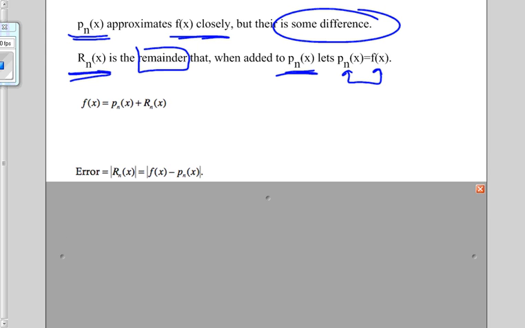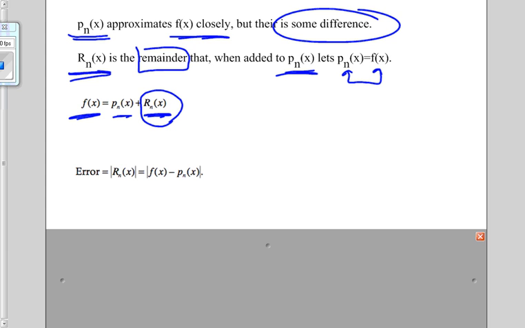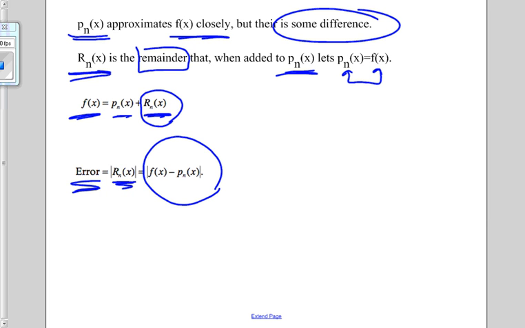So in other words, p sub n of x plus this remainder r sub n of x equals f of x. Well, this remainder is the difference between f of x and p sub n of x. So that is our error. Our error, the absolute value of r sub n of x, is the difference between my function and its polynomial approximation. So the question is, how can we find r sub n of x?